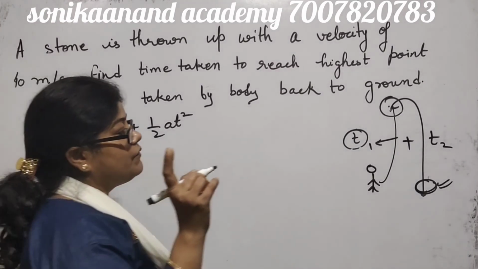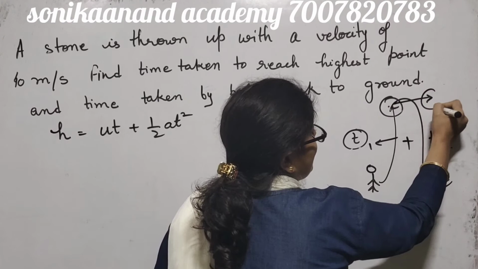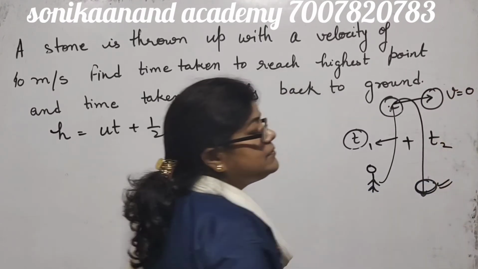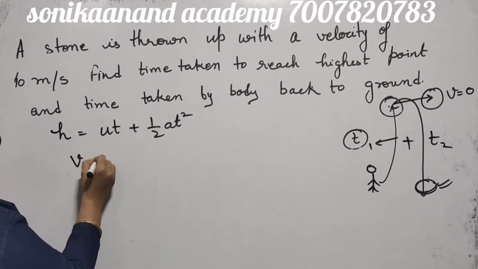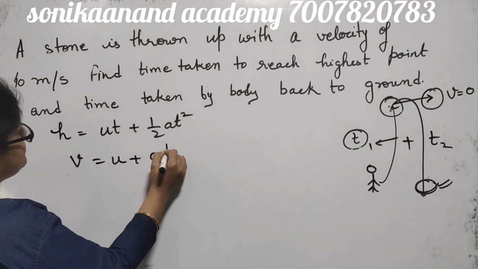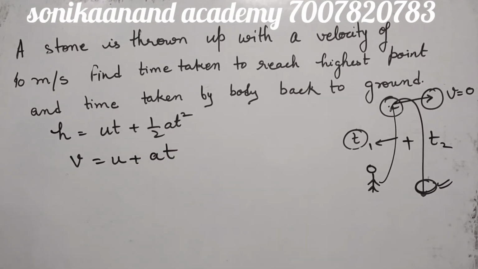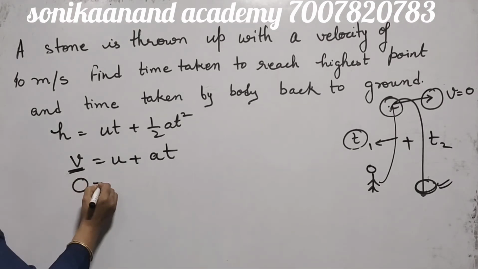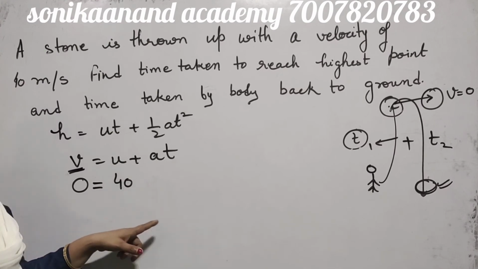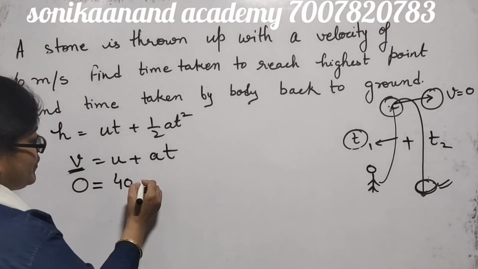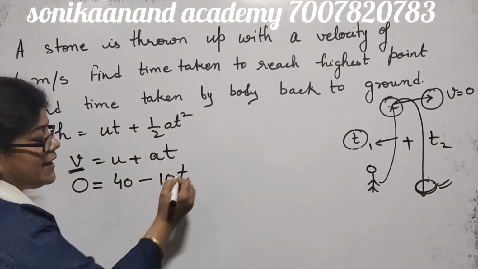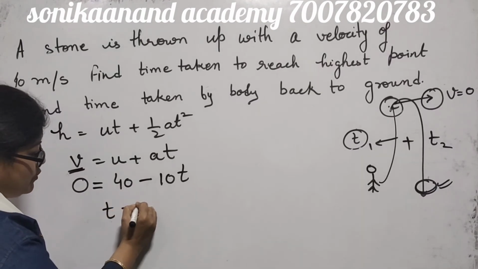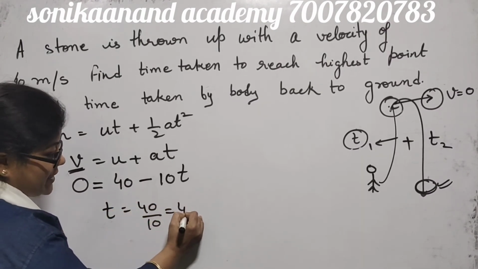But there is one more thing I want to share with you. At the highest point, the velocity becomes 0. So we use another formula. V is equal to U plus AT. At the highest point, this velocity becomes 0. Initial velocity is 40 and the ball is thrown up in the air, so we take acceleration as negative, that is 10, and we have to find the time taken. So time is equal to 40 over 10, which is equal to 4 seconds.